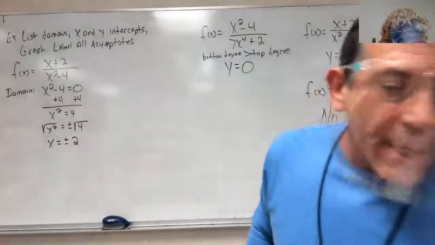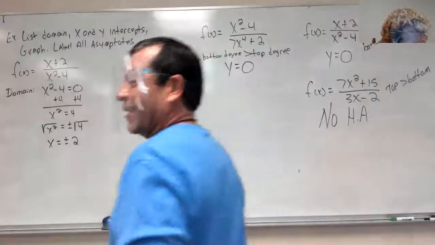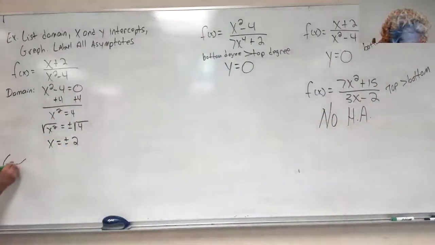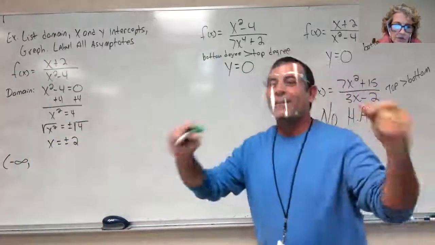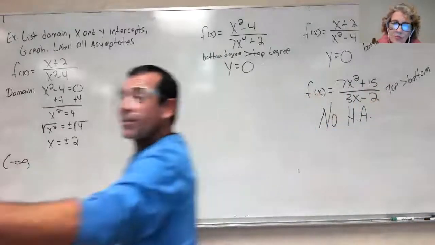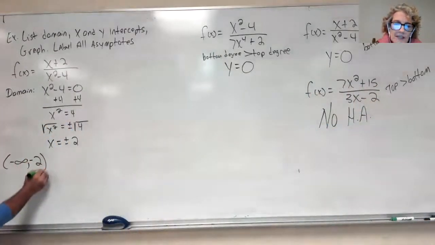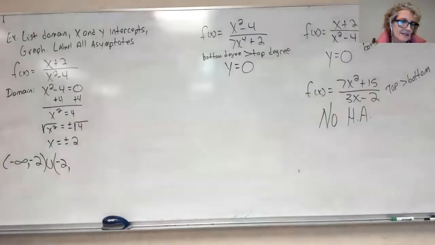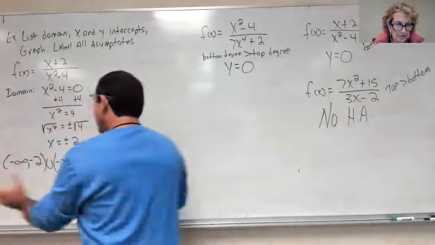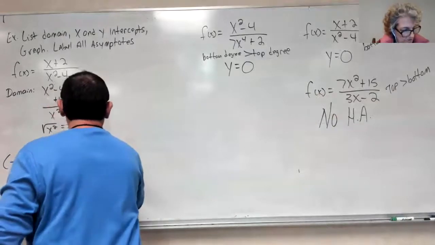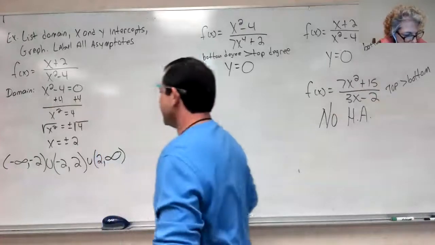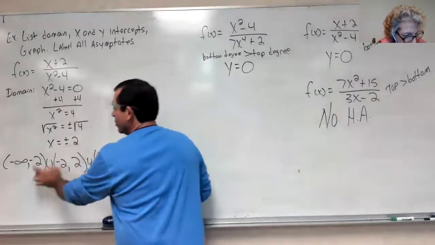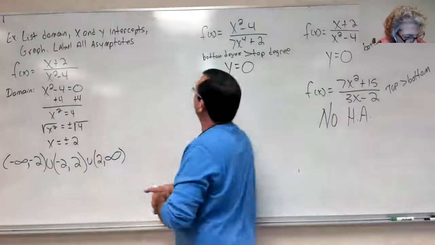So we're going to write the domain in interval notation real quick. I start at negative infinity, and I'm just cruising until I hit negative 2, because you're going left to right. Then you union around negative 2 until you hit the positive 2, and then union around that positive 2 until we hit infinity. So remember, each solution has to be unioned around in that interval, okay?